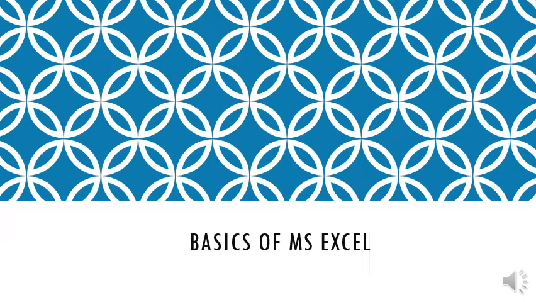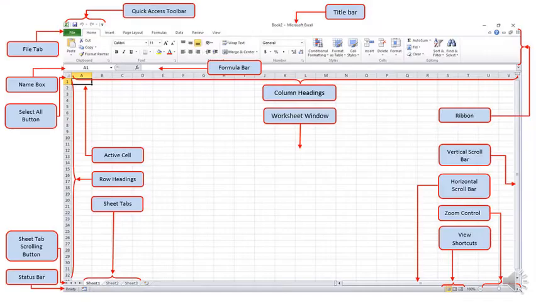Now I am going to explain about the basics of MS Excel. These are the basics of MS Excel. These basics I will explain in my next video also. These are the things which we have to learn in MS Excel: file tab, quick access toolbar, title bar, ribbon, column, rows, active cell, row heading, column heading, and worksheet area. These are the basic things of MS Excel and I will explain all of them in our video.